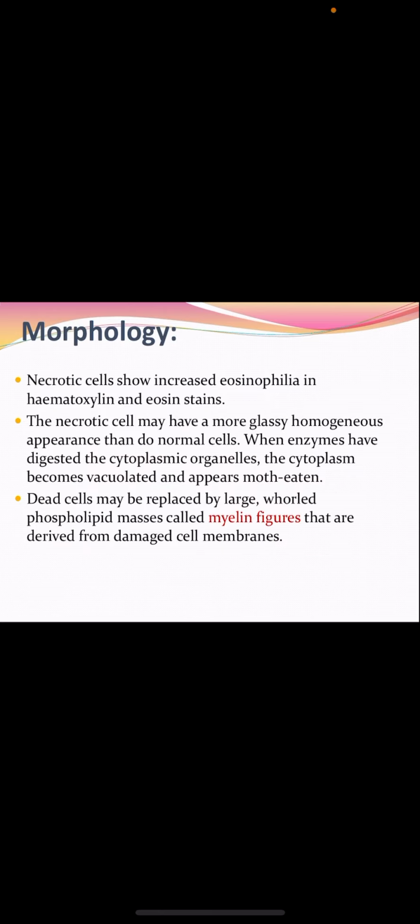Coming to morphology of necrosis. Necrotic cells show increased eosinophilia in hematoxylin and eosin stains. Necrotic cells may have a more glassy, homogeneous appearance than the normal cells. When enzymes have digested cytoplasmic organelles, the cytoplasm becomes vacuolated and takes on a moth-eaten appearance. Dead cells may be replaced by large whorled phospholipid masses called myelin figures that are derived from damaged membranes.